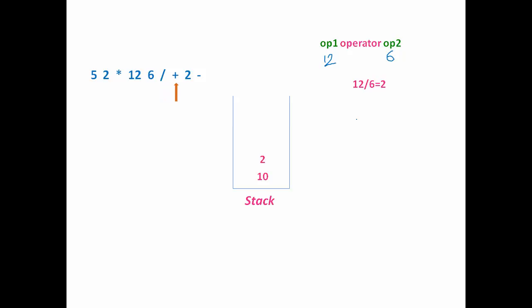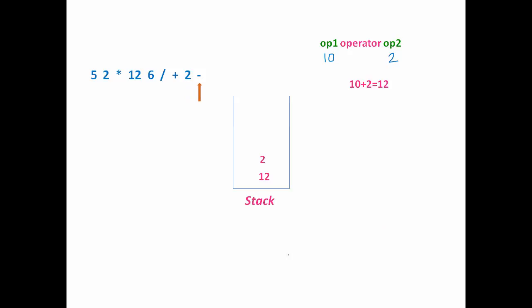It is an operator, so we pop the top two elements. First we pop 2, then we pop 10. 10 plus 2 is 12. 12 will be pushed to the stack. Move to the next position. It is an operand. It will go to the stack. Move to the next position.